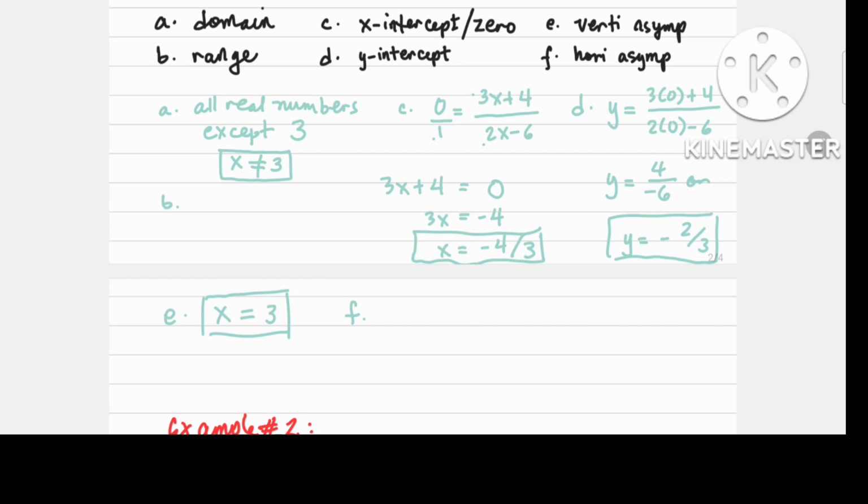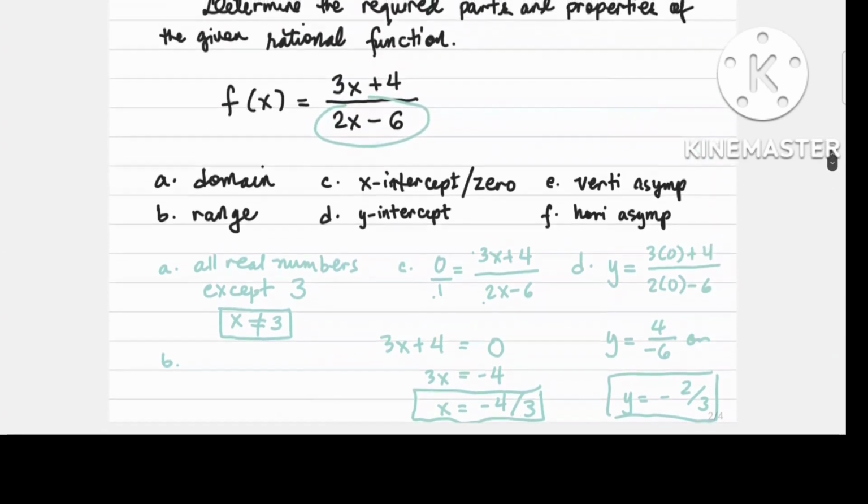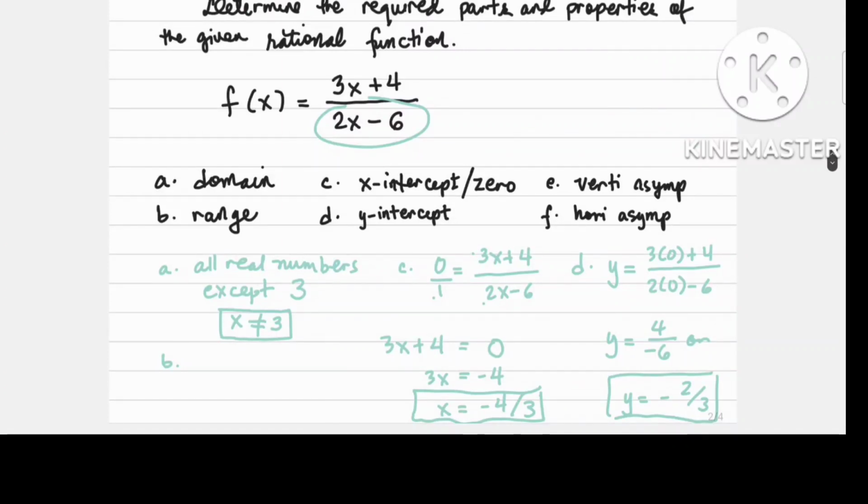Now for the horizontal asymptote, let's study the case here. What is the degree of our polynomial in the numerator? What is the highest degree or power of x here? So the highest power of x is 1. So this is in the first degree. While in the denominator, the highest power of x is also 1. So this is also in the first degree.